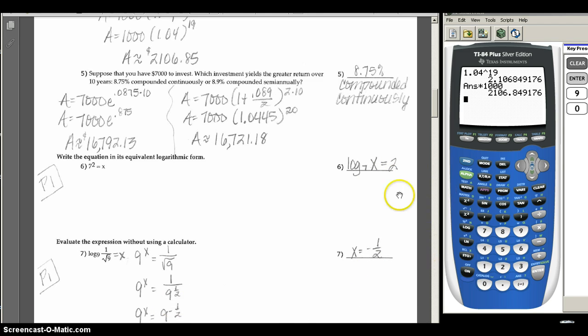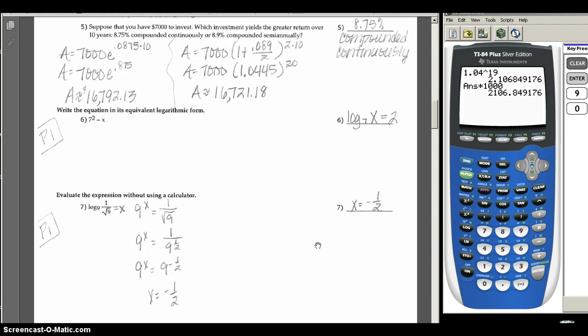Number 7, I used property number 1 again. I took my log problem, and I put equals x behind it just so that I could have it in the form of an equation, so it was easier for me to convert into exponential form. I took my base of 9, or 9 to the x, equals the argument 1 divided by the square root of 9. And now I just convert it to where I have the same base.